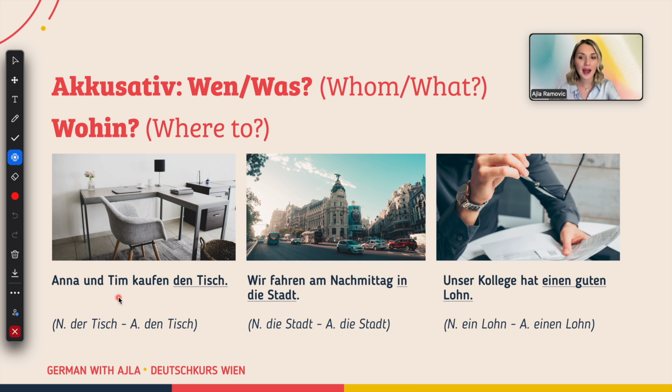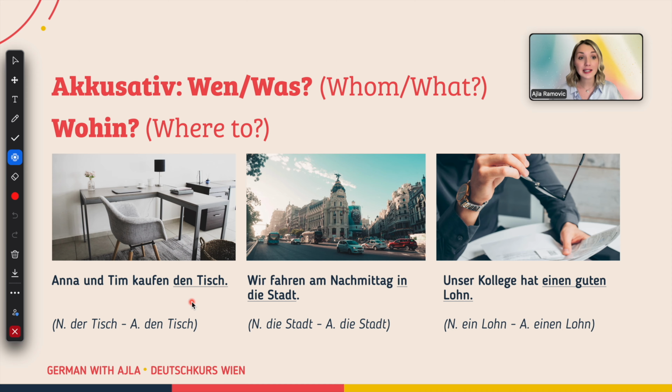Anna and Tim are answering the question who is doing the activity, who is buying the table, and this is making them subjects. So Anna and Tim are the subjects of the sentence because they are initiating the activity. Kaufen, which means buying, is our verb, and the last element will be den Tisch. This is an object in accusative.